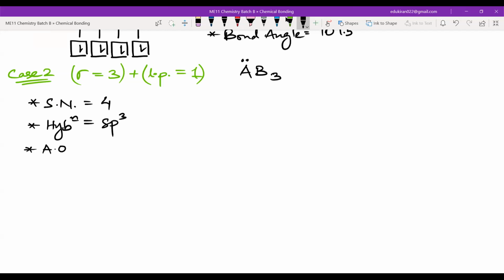The atomic orbitals that will be taking part in this hybridization will be again S plus P plus P plus P, and the hybrid orbitals will be equal to 4 sp3. We have already looked at what these hybrid orbitals will look like and how they are mixing together. Now what I will do, I will just write for this A. Please don't write anything right now. Please listen very carefully.